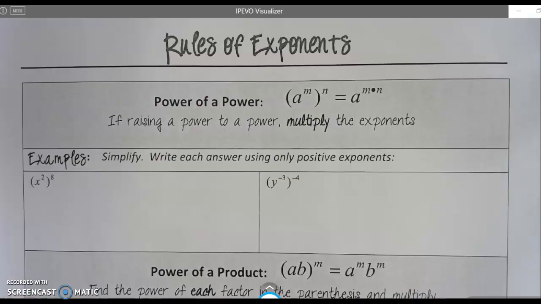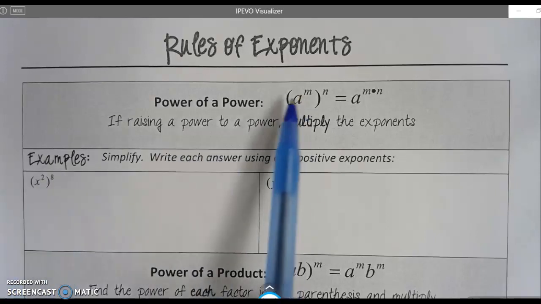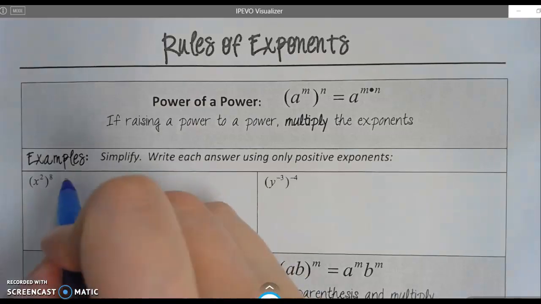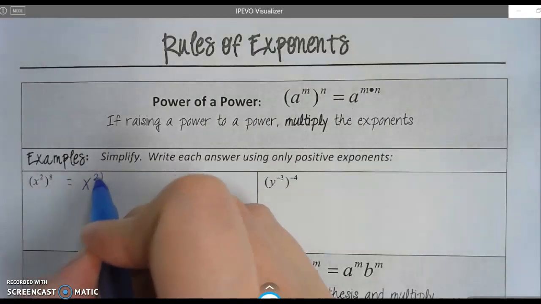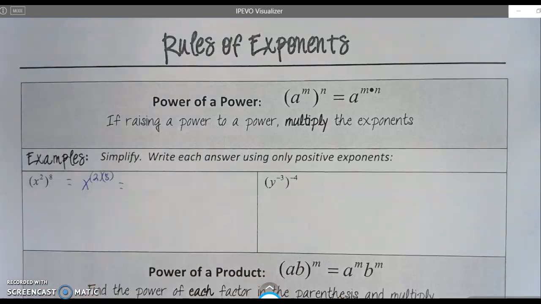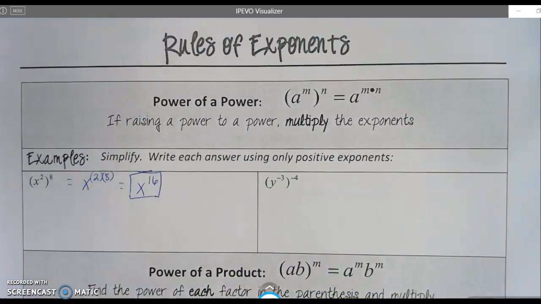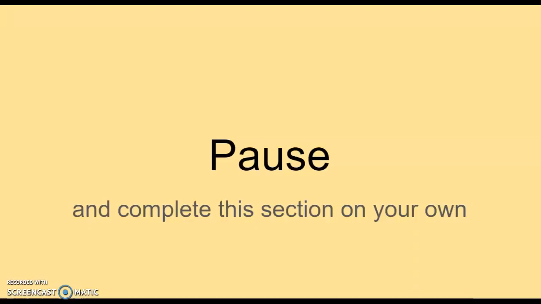Let's look at our last page now, which has our rules of exponents which relate to exponents raised to exponents. Because they are both indicating how many times our base is being multiplied, you're going to find that when a power is raised to a power, we're going to multiply the exponents. So x squared 8 times is the same as x to the 2 times 8, and you can just jump to say that that is x to the 16th. Now go ahead and try the second problem on your own.